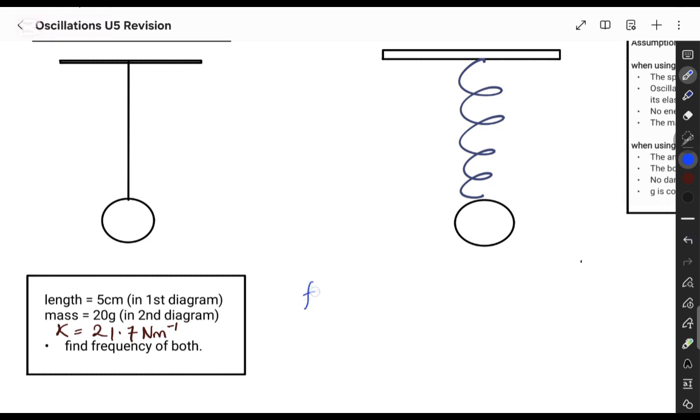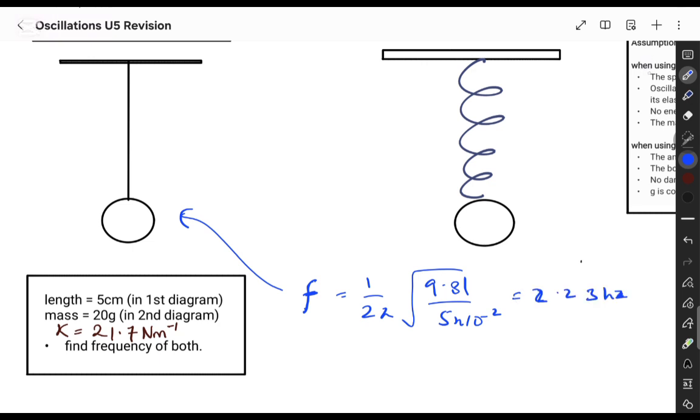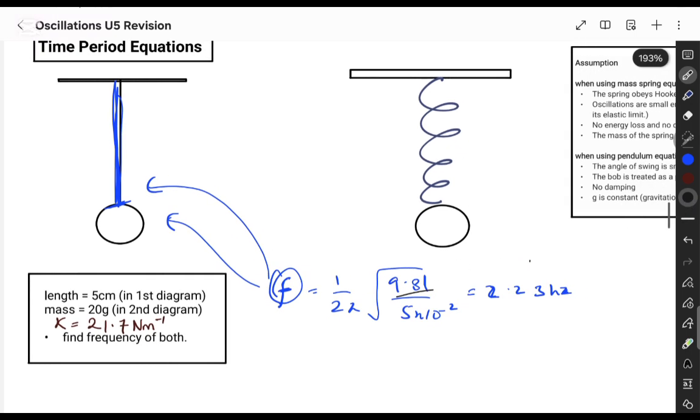So let's find the frequency of the first pendulum, which is going to be 1 over 2 pi square root of g, 9.81, over 5 times 10 to the power of minus 2. So that's going to be 2.23 hertz. The frequency of this is only dependent on the length. The length is the thing that determines the frequency. The rest, g and everything else, is constant.